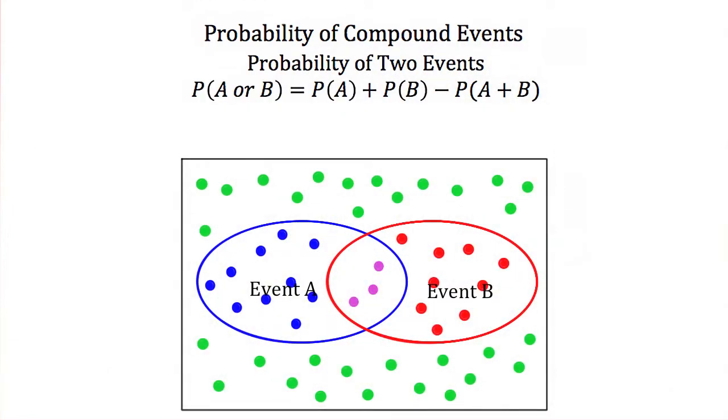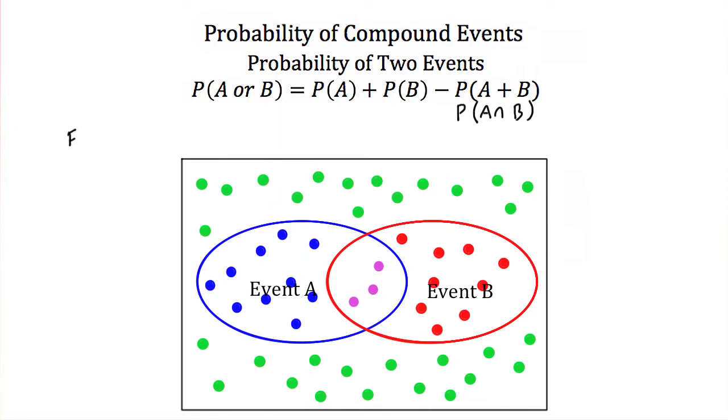So now let's talk about the probability of two events. If we said we wanted the probability of A or B happening, well, that's equal to the probability of A plus the probability of B minus the probability of A and B. Or you can think of this as the probability of the intersection of A and B.